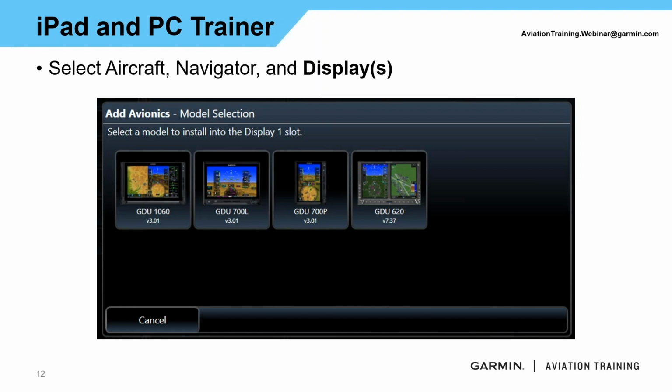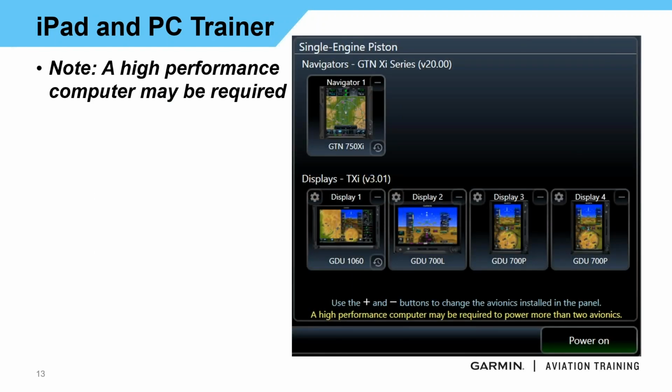I know a lot of you operators are still using the GDU 620, which is great. Keep using it, and that's a tool for you to be able to use. If you are using the 4 displays with the TXI, it's great to be able to see it. It can require a lot of processing power, so it may require a high performing computer. So if that's the case and you don't have that, just limit it to 1 or 2.